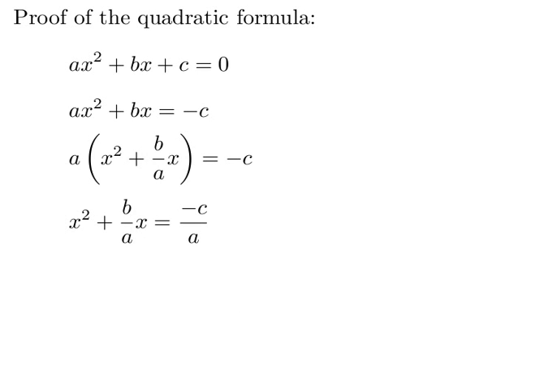So we have x squared plus b over a x. Now I'm going to take half of that, b over 2a, excuse me, and then I'm going to square it. And I'm going to do a little bit more explanation of that in just a second.